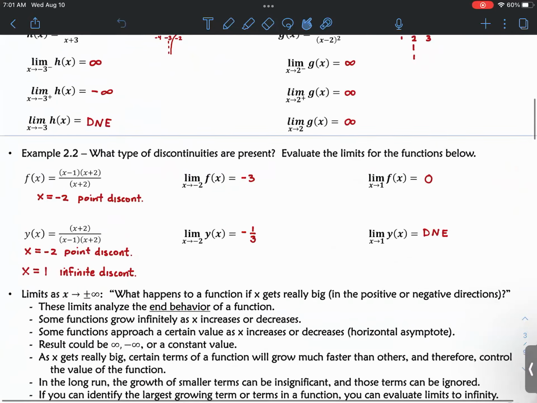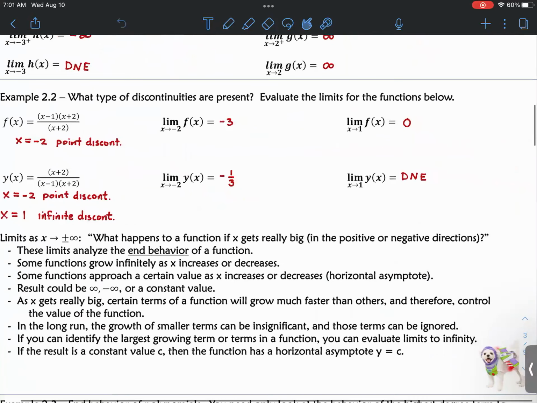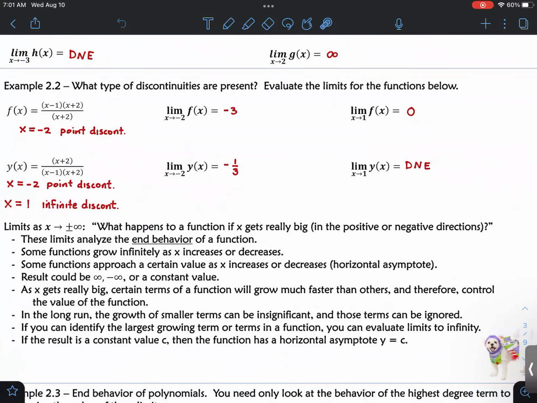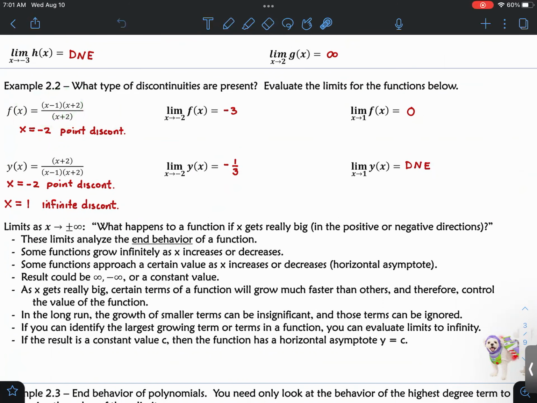Example 2.2 on the next page has this kind of mixing and matching different types of discontinuities. What types are present, and then evaluate the limits. With this f of x shown first, we see there's an issue at -2. There's going to be discontinuity, but this is a point discontinuity. We see something that's factorable and cancelable. So of course you would cancel those out, and a limit to -2 would just be plugging in -2 into whatever's left.